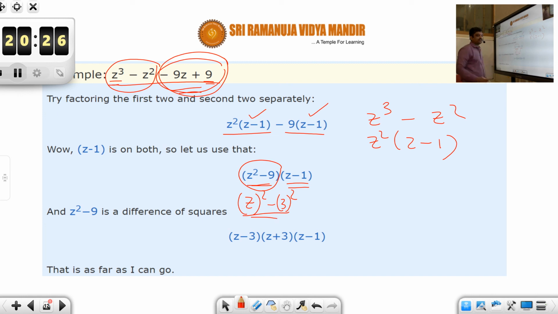And we know how to use the difference of squares, how to factorize it. a² minus b² we can write as (a minus b) times (a plus b). So z² minus 3² is equal to (z minus 3) times (z plus 3). And z minus 1 is a factor. Okay, so this is as far as we can go, students.